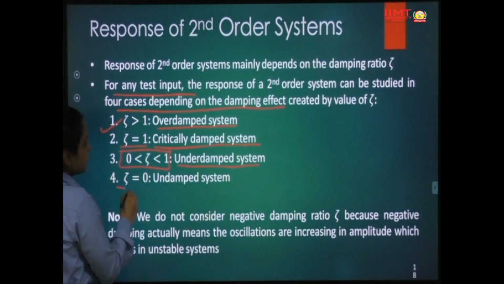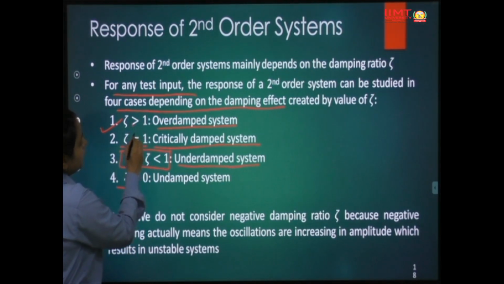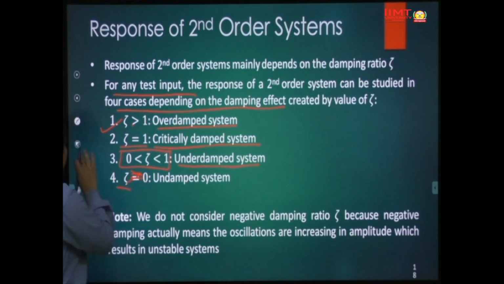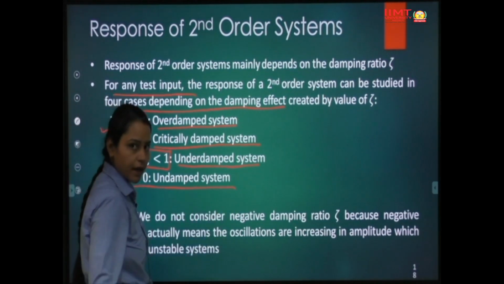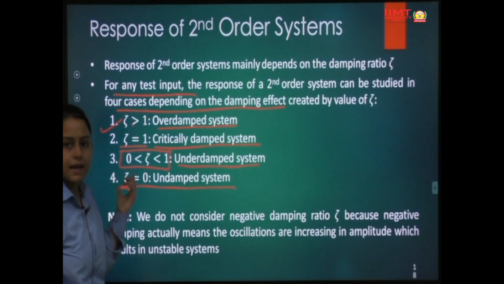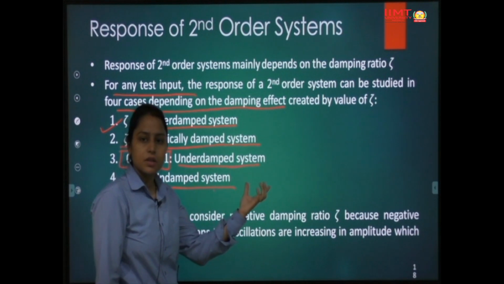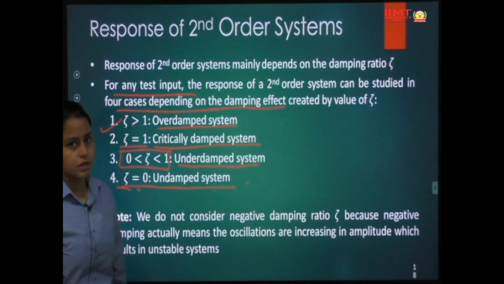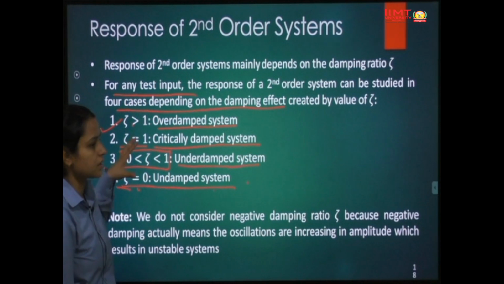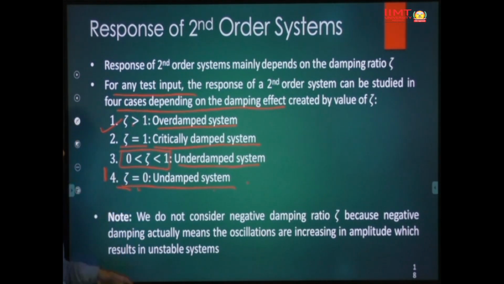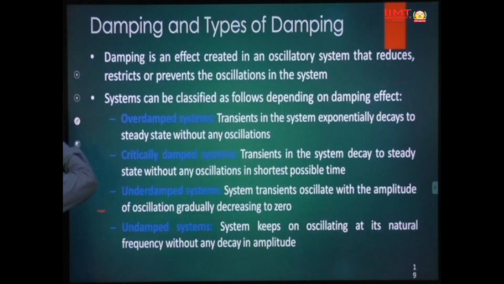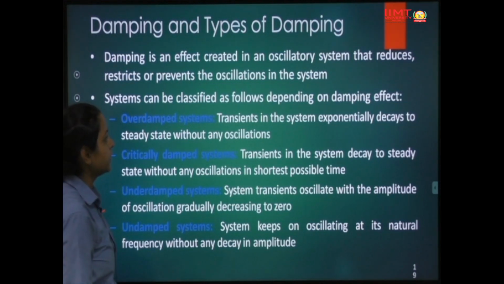And when zeta is equal to 0, the system is called an undamped system. Here we do not take zeta as a negative value, because when zeta is negative, the oscillation tends to increase, which makes the system unstable. So we only consider the 4 cases when zeta is greater than or equal to 0, because we are not considering the case of an unstable system.